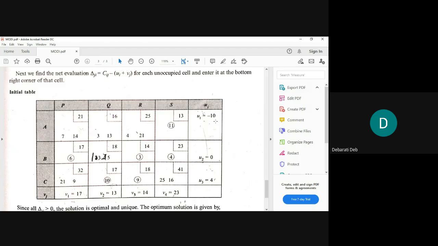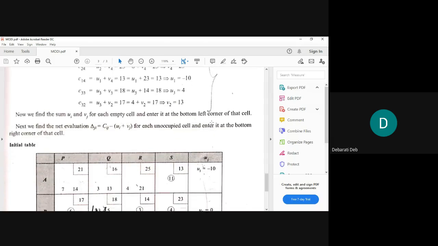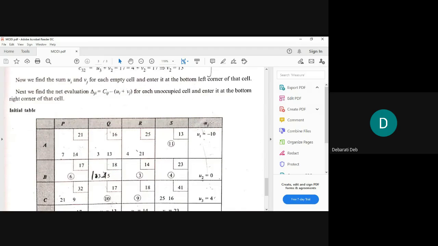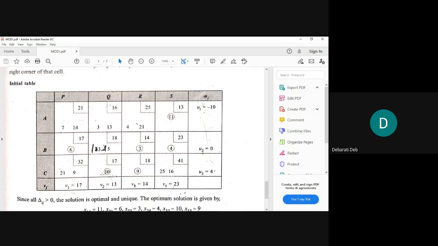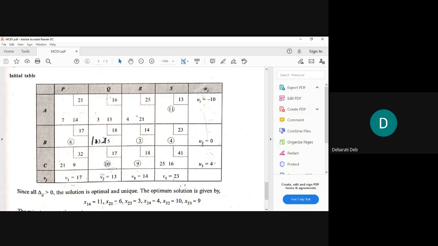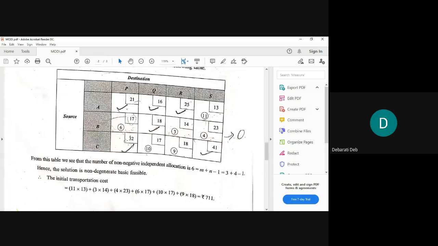Then under the ui column, we will write U1 equals to minus 10, because that is what we have found out. U1 equals to minus 10 we have found, right? So U1 is equal to minus 10 we will write. Similarly, allocate for the next row's unoccupied cell. In the second row, the unoccupied cell is the one having the cost 18.